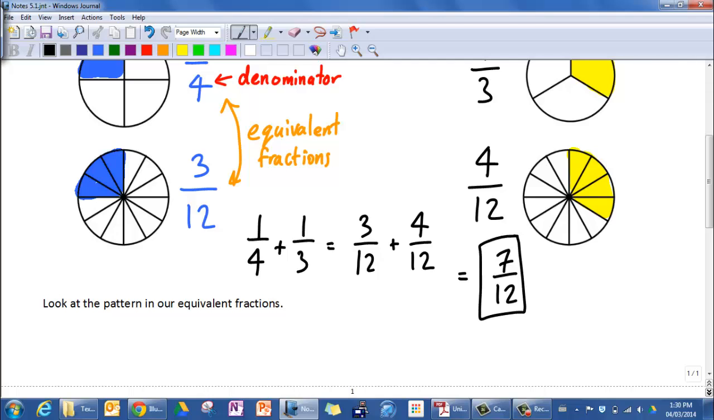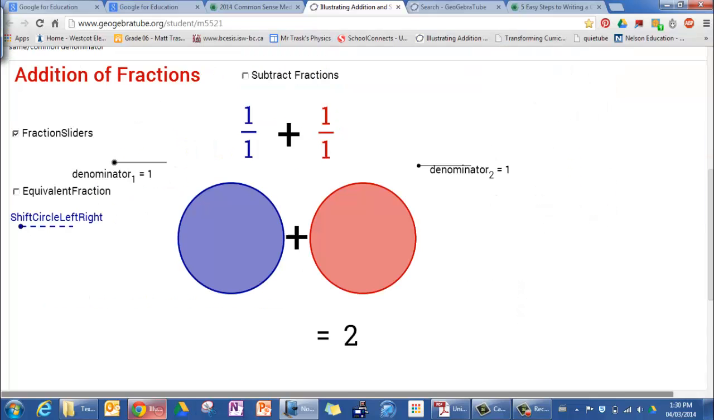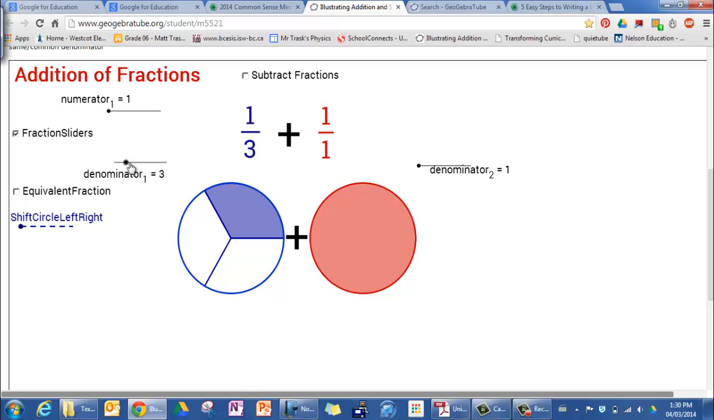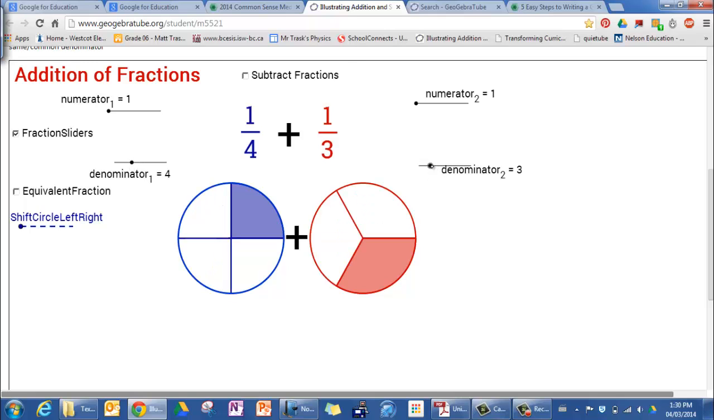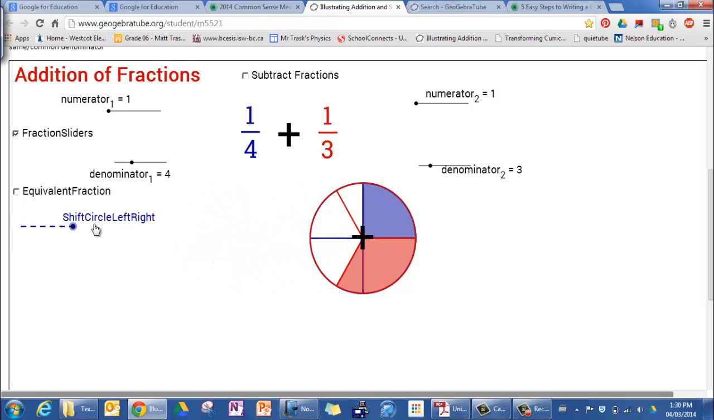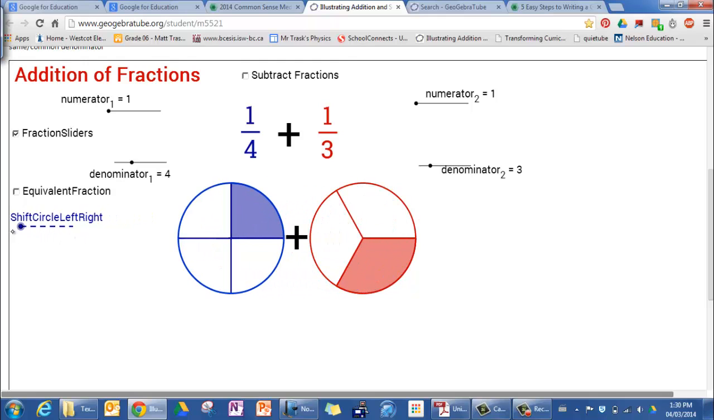Another way that we can represent that would be to look at this. If I have on this side here 1/4 of a pie, and on the other side I have 1/3 of a pie, we can see that when we put them together, we have just over half of a pie.